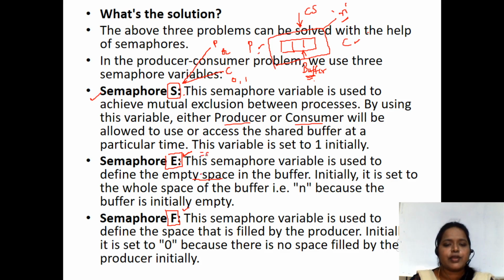Initially, no producer has produced an item and no consumer has consumed an item. E is equal to the number of empty slots, so E is set to N, where N is the size of the buffer. Here the producer has not produced and the consumer has not consumed, so N is the number of empty slots. How many empty slots are there? If N is equal to 3, 3 empty slots are there.